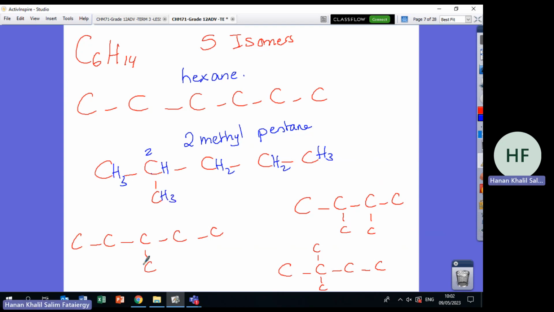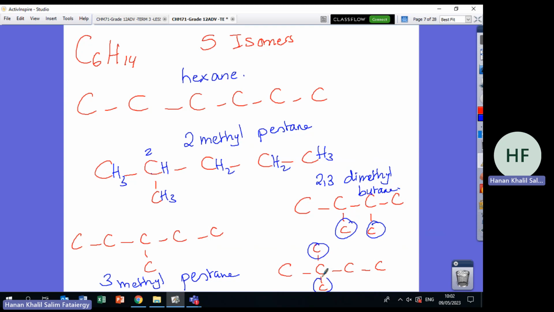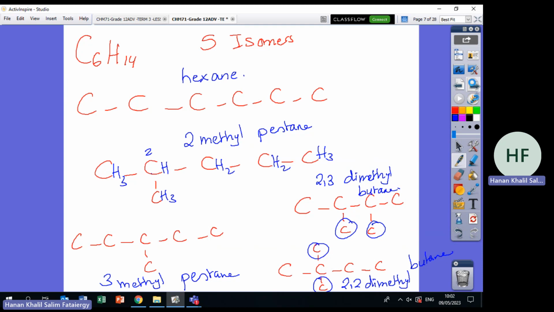For all the structures, this one is 3-methylpentane. This one has 2 branches at 2 and 3, so I will say dimethyl, and then butane. Here also I have 2 branches, so this is 2,2-dimethylbutane. Okay, so these are called structural isomers.